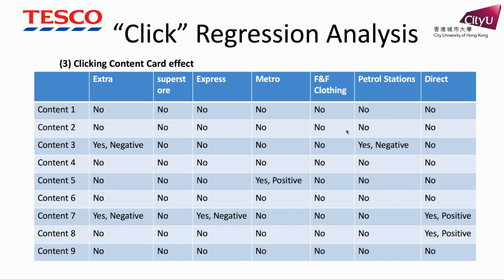After making all this regression analysis, we find that some types of promotion content card do have a significant effect on sales of different types of store. The results are shown below. Yes means this type of content card has a significant effect on the corresponding type of store. No means this type of content card does not have a significant effect on the corresponding type of store. Negative or positive means this type of content card has a negative or positive effect on sales of this type of store.